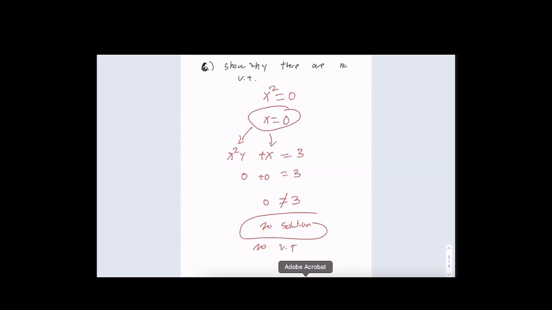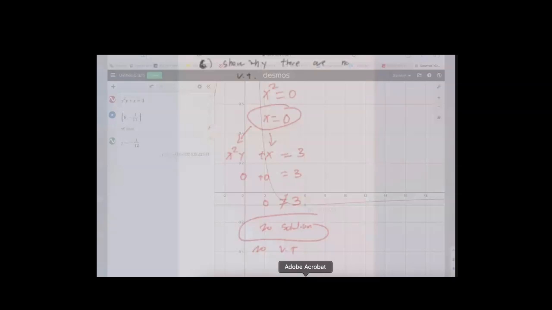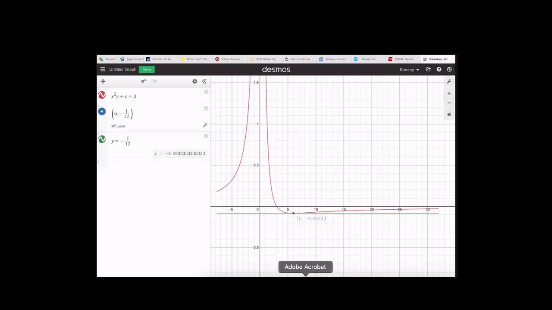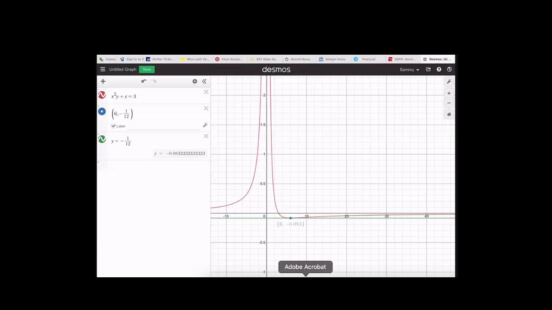Because remember, in order to be a point, it needs to be a point. So even though we get a solution of x equals 0 from doing the work, it turns out that x equals 0 is not a vertical tangent, because when you plug it back into the implicit function, there is no such coordinate where x is equal to 0. As it turns out, it's not a vertical tangent. It's a vertical asymptote at x equals 0. So those are the types of things.